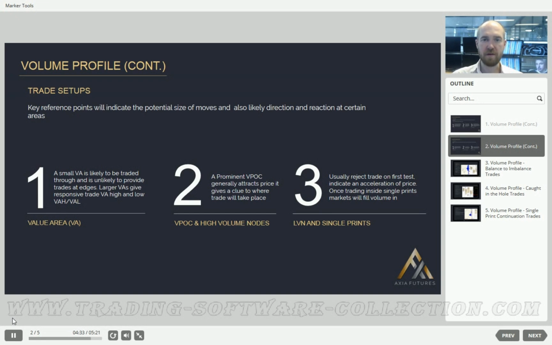So be very aware of that. The first time is the time that they're important. The first time is the time you're likely to see a rejection. This goes for a low volume node as well, which you will see in one of the examples, where the market comes down to a low volume node and you get the bounce from it. So watch out for that.